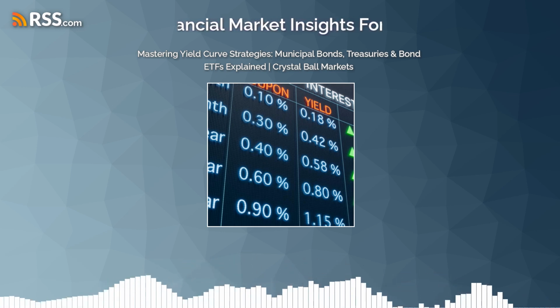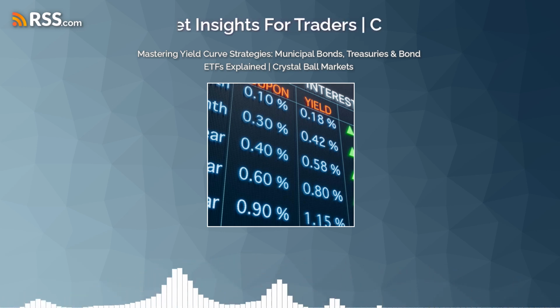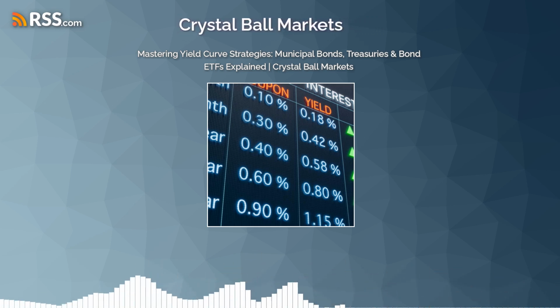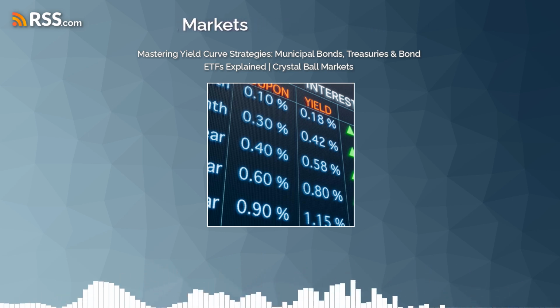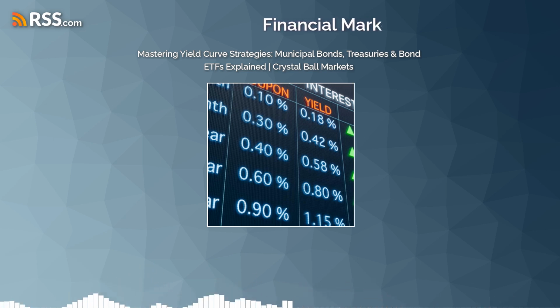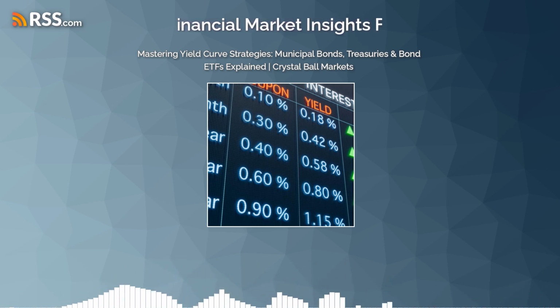In a normal yield curve, longer-term bonds pay higher yields than shorter ones. That makes sense. You're locking up money for longer, so you're rewarded more. A typical example would be a 2-year treasury yielding 3% and a 10-year treasury yielding 4%.